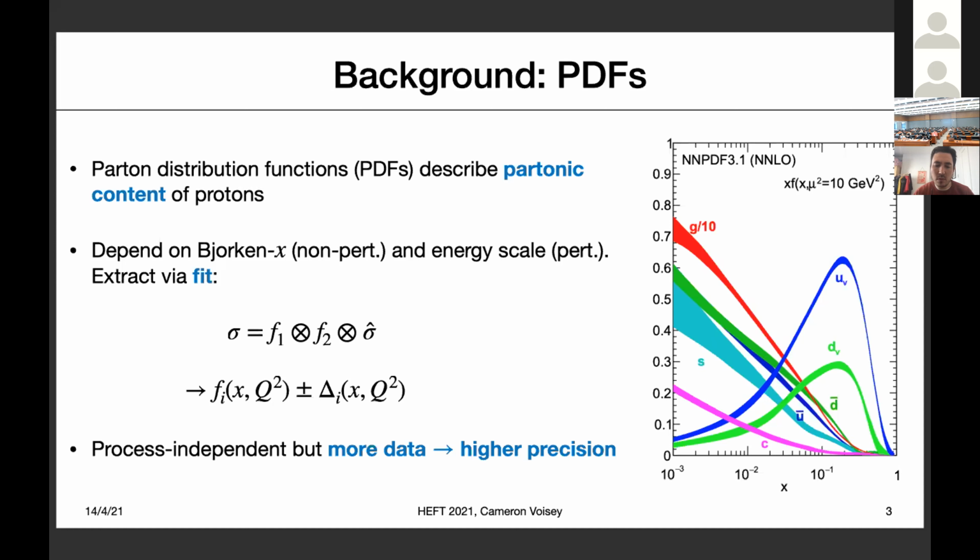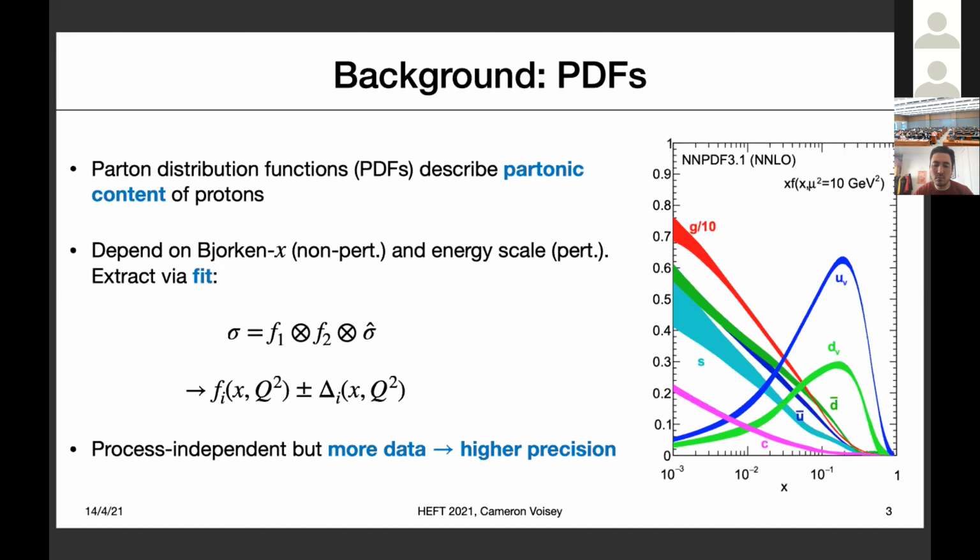So what we do is we perform a global fit via this sort of master formula. So we have sigma, which is the experimental data, and the sigma hat, which are the corresponding Partonic cross-sections, which are computed in perturbation theory. And then using this, we're able to extract the PDF. So here, for example, when we collide two protons, we have f1 and f2, one PDF for each proton. And then we are able to extract the PDFs with some corresponding uncertainties.